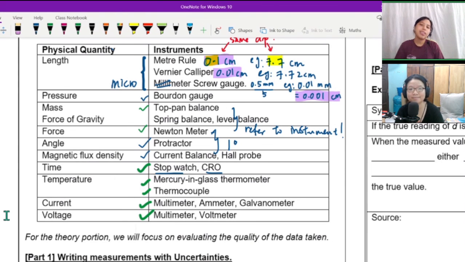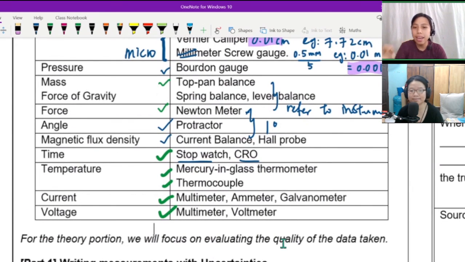So those are some examples of the equipment we'll be seeing and using in labs, sometimes in some of your theory papers. But in the theory papers, we're going to focus a little bit more on just how to read certain lengths and, more importantly, how to evaluate the quality of the data that you take. So that's in the theory part. We'll see you in the next section.